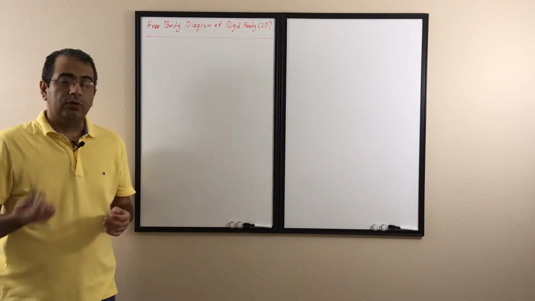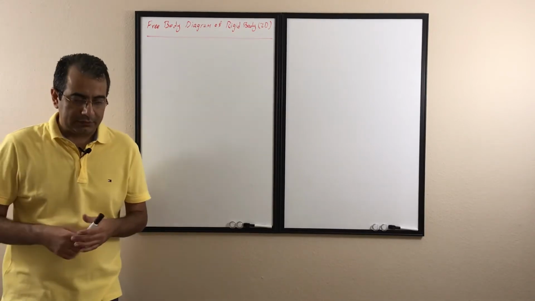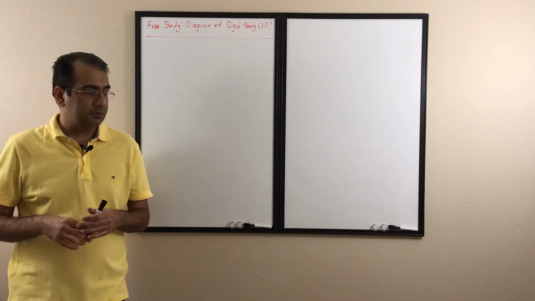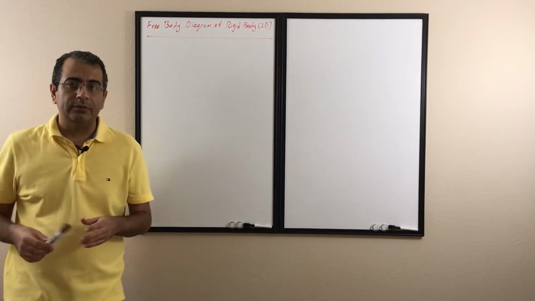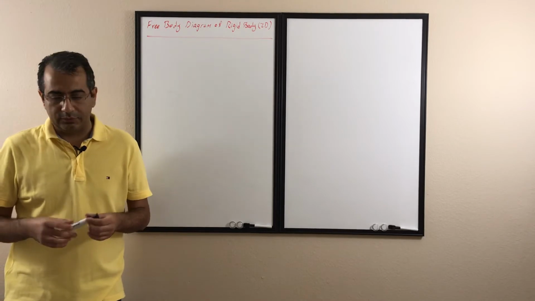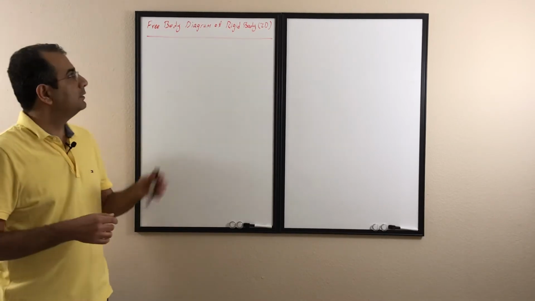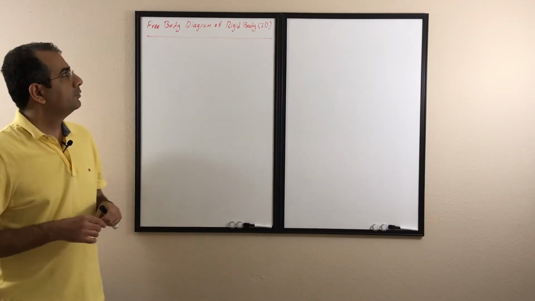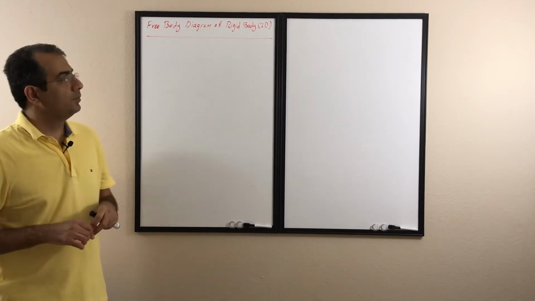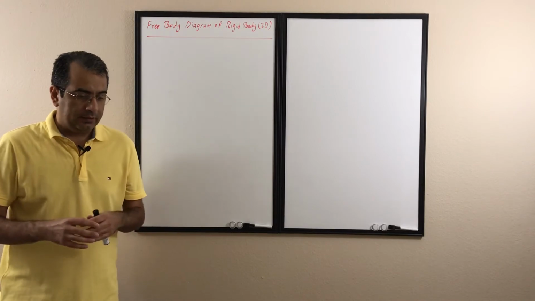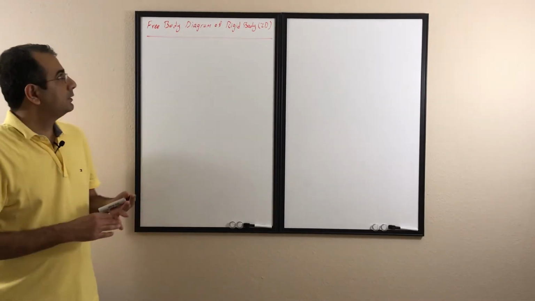Now I'm going to start to talk about the equilibrium of the rigid body in two-dimensional space. Before we can start to talk about how we analyze the equilibrium of the rigid body, we first need to know how to draw the free body diagram of that rigid body. So before doing that, let's see what the free body diagram is.